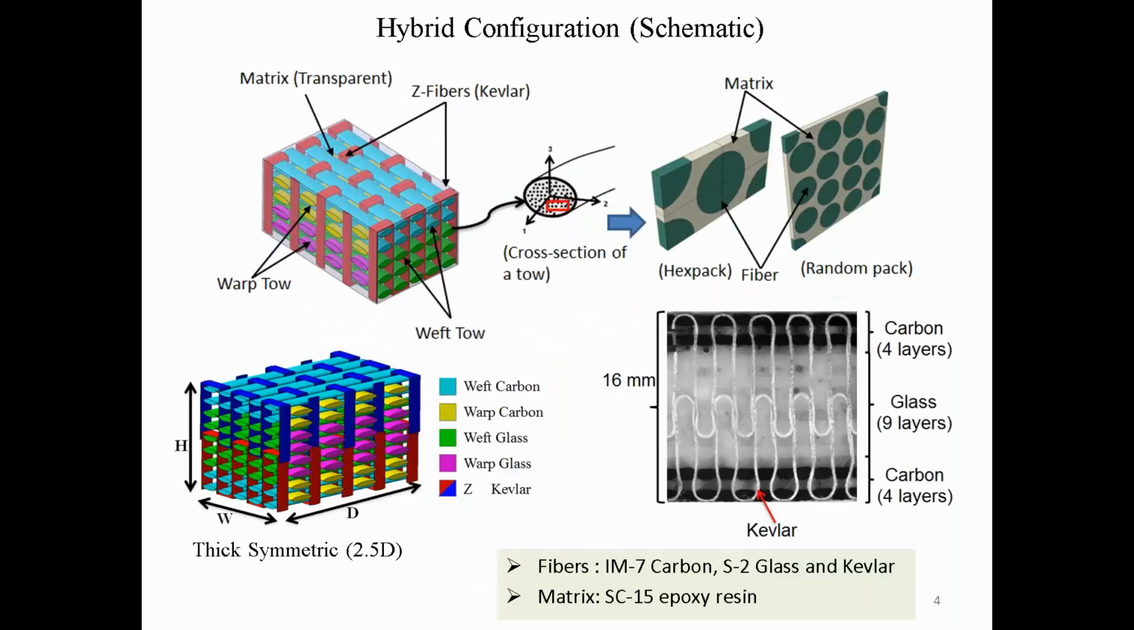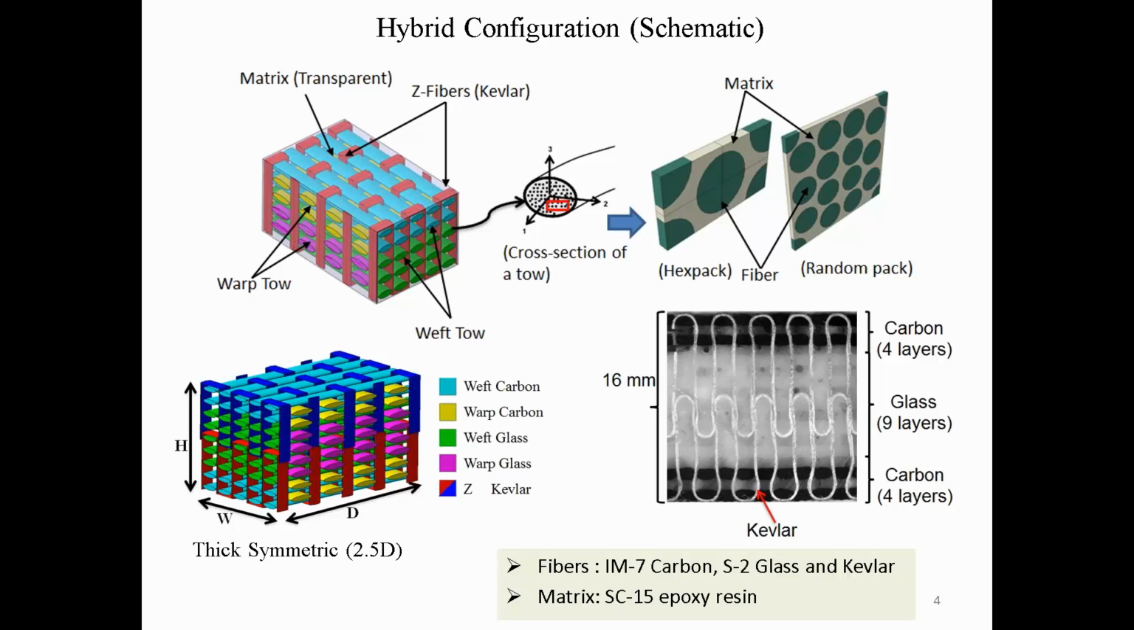So this is the slide which gives you a schematic of the particular material system I'm going to talk about. Think of this as a textile composite, a 3D textile composite, and the nomenclature is because the thickness direction is relatively high compared to the in-plane dimensions.